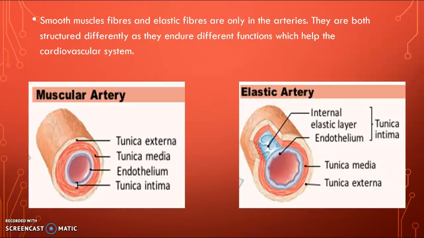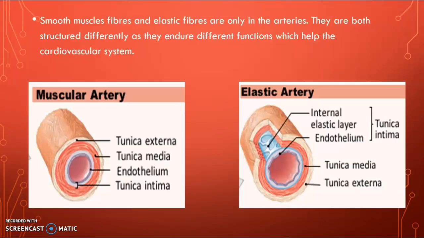Smooth muscle fibers and elastic fibers are only in the arteries. They are both structured differently as they endure different functions and help with the cardiovascular system. The elastic arteries are the first type of artery when leaving the heart. They have more elastic fibers than smooth muscle and absorb pressure changes. They are stretching during systole but relaxed in diastole and prevent low pressure during diastole and high pressure during systole. It is structured this way to cope with the high amount of pressure during contractions and its function is to control the blood pressure when first coming out of the heart.